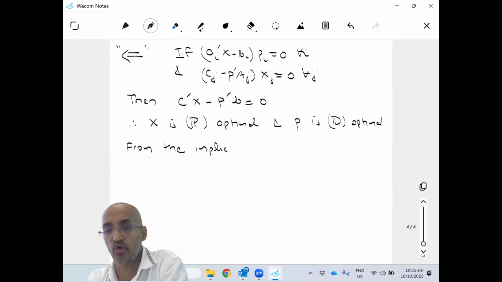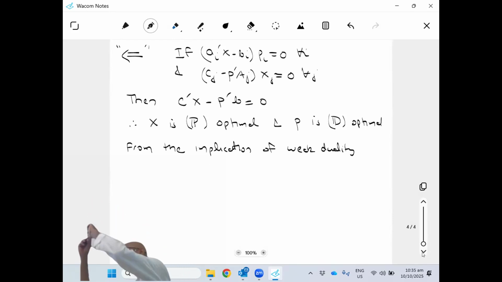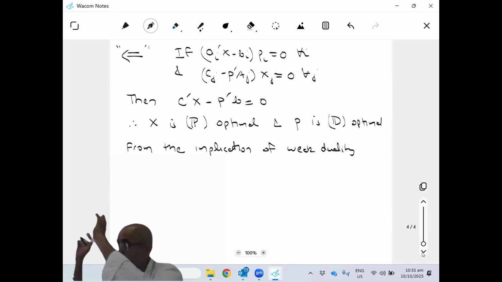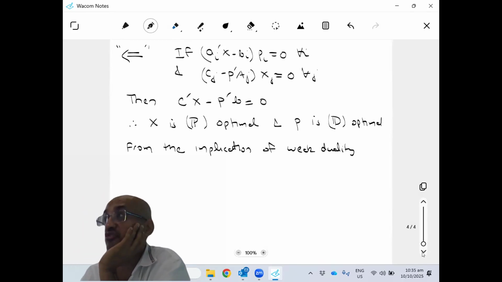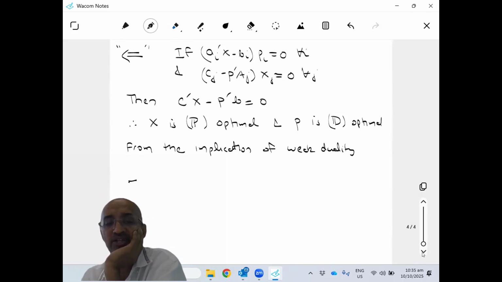Implication or from the corollary of weak duality. The moment you create for me a primal and dual feasible solution which have the same objective value, they both have to be optimum. So this side is straightforward. The other side also is straightforward. So why is the other direction true?